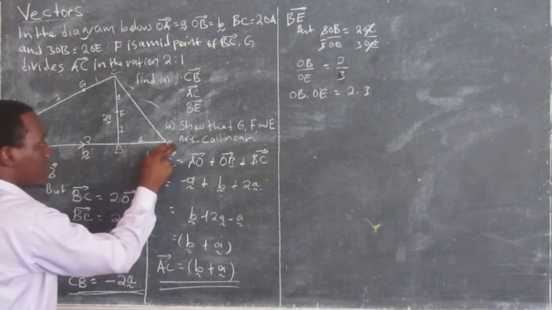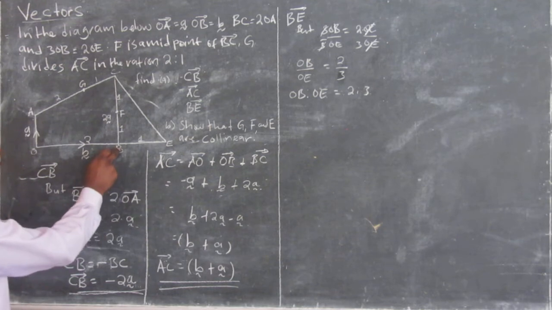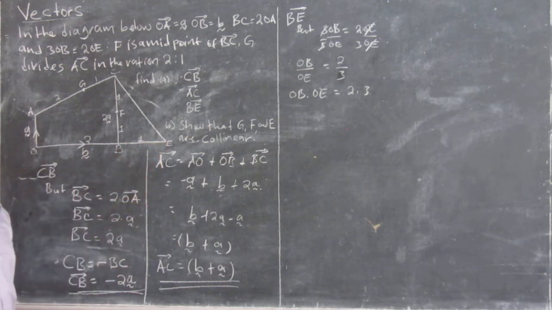Since from here up to here it is 3, and from here up to here it is 2, meaning that from here up to here it's supposed to be 1. But the question is interested in getting BE. How can we get our BE, my dear students? If you look on the blackboard there, we need to get BE. Is it okay?